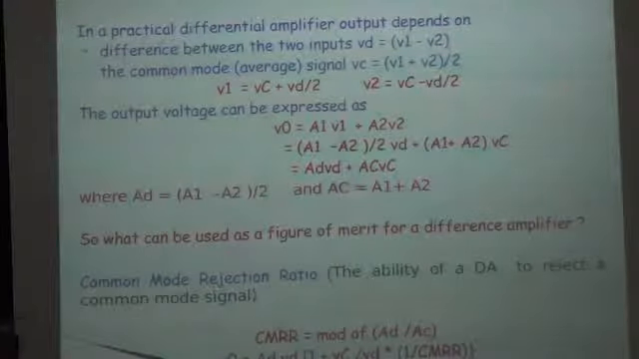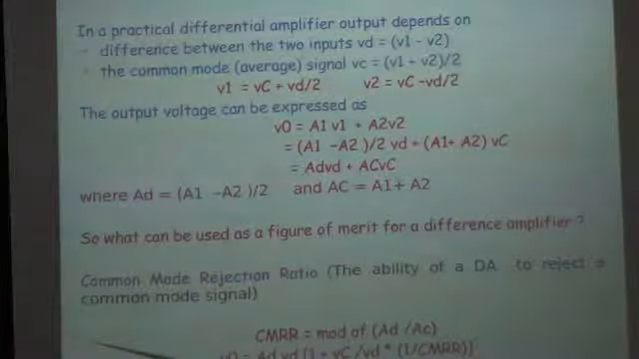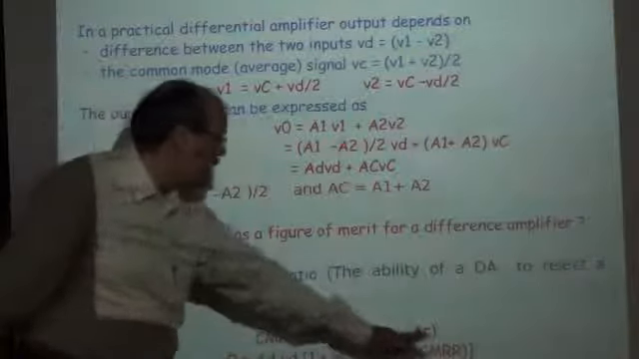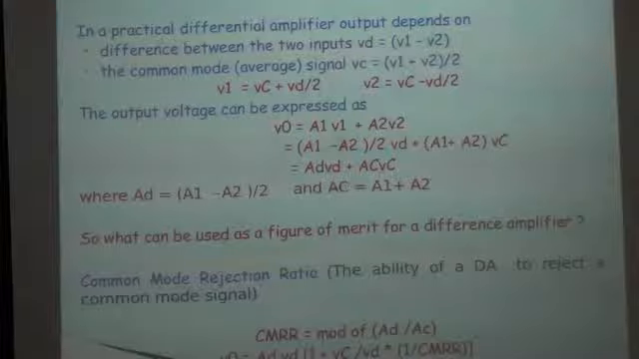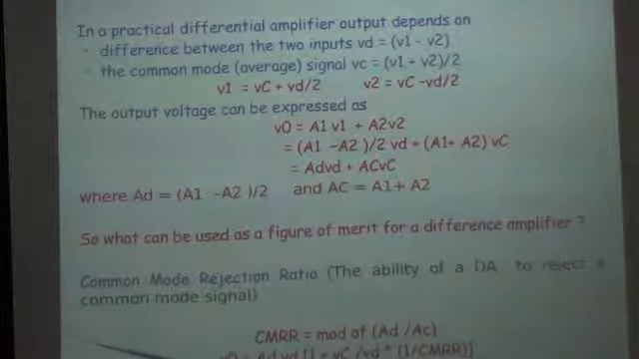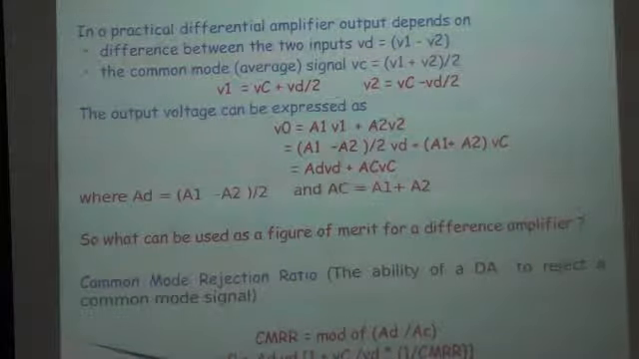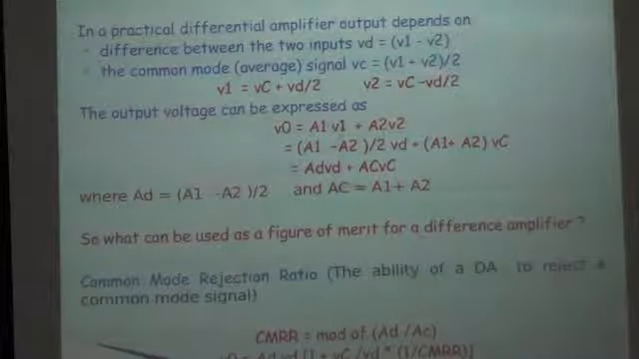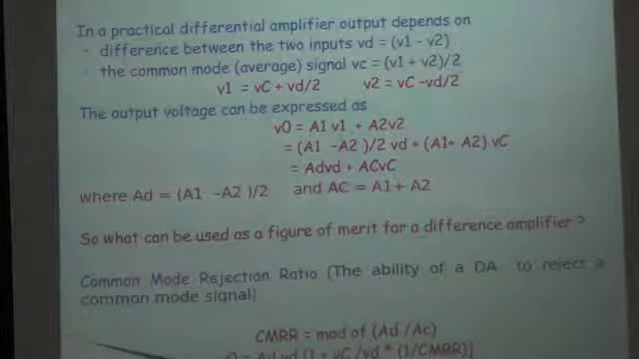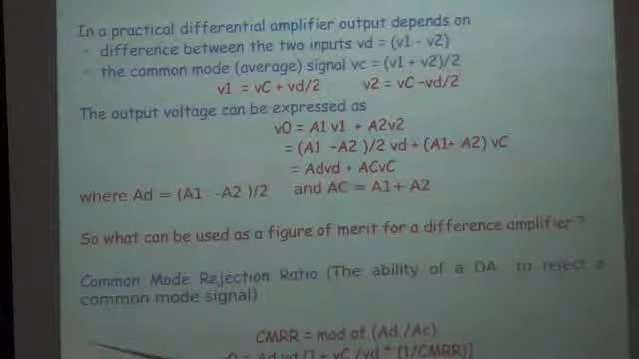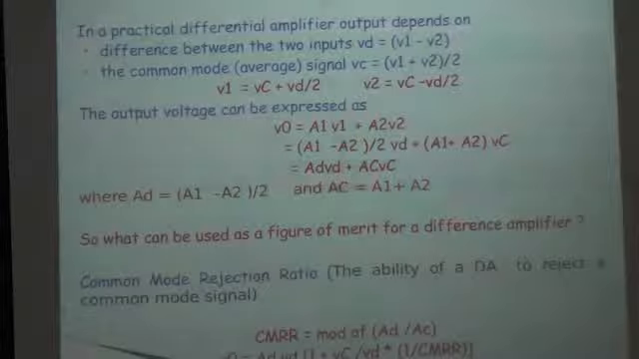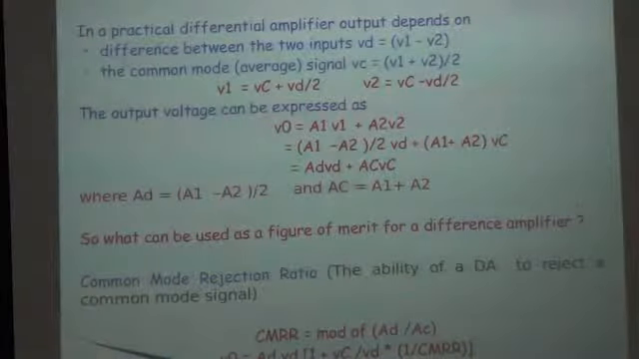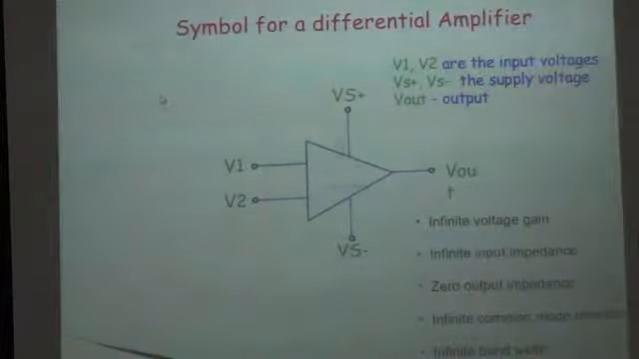Okay, theoretically the value of common mode gain must be equal to 0. So if the value of AC is equal to 0, the CMRR must be equal to infinity. So the larger the value of CMRR, the better the circuit is at rejecting the common mode signal. The common mode rejection ratio shows the ability of a differential amplifier to reject the common mode or unwanted interference.